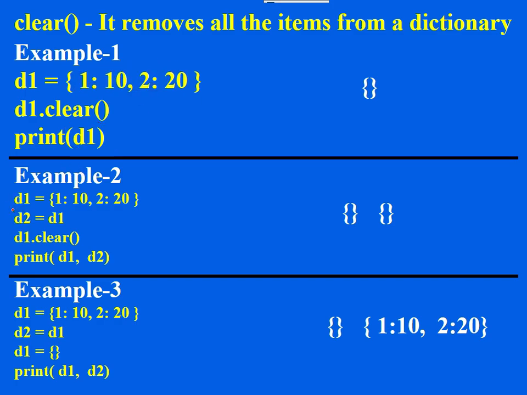Another case, say D1 is equal to this dictionary. Let me note it down. D1 equals dictionary 1 colon 10 comma 2 colon 20. Now if I write D2 equal to D1, a shallow copy is created, so your D2 is pointing to the same dictionary.